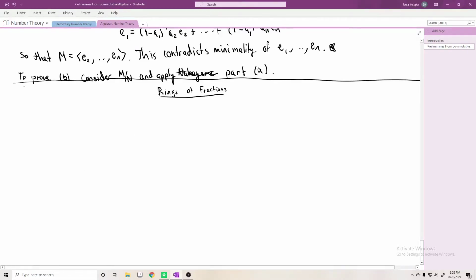Okay, hi everyone. In this lecture, we're going to talk about rings of fractions and localizations, and how we construct local rings from standard rings that we're more familiar with. First we need to talk about a process called localization. Let me give you a definition here. We're going to let A be an integral domain.